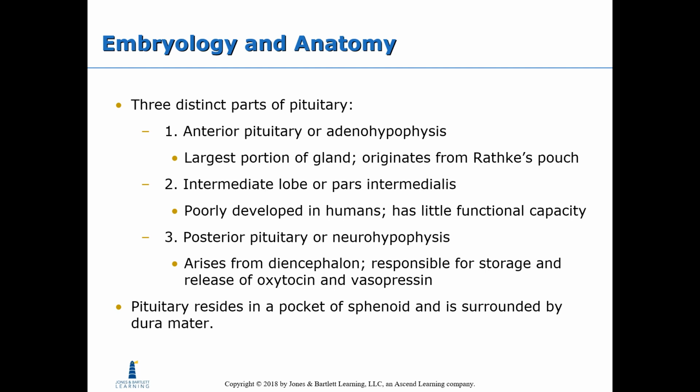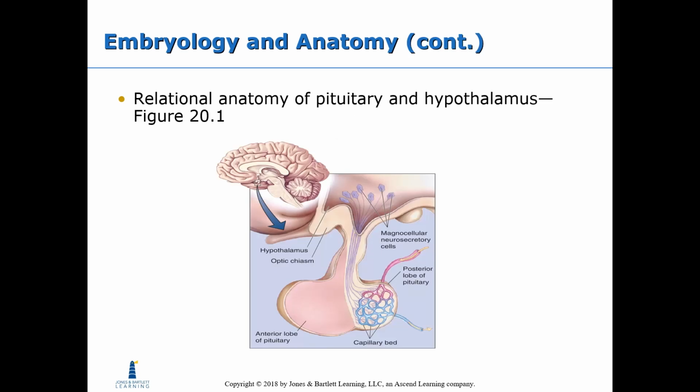This particular relationship needs to be emphasized a little bit more. So the hypothalamus produces the hormones that are released from the posterior pituitary. The posterior pituitary only stores those hormones until it's time to release them, and then releases them. So there's a tight relationship between the hypothalamus and the posterior pituitary. This is a diagram showing the location of the pituitary and the relationship between the hypothalamus and the posterior pituitary.